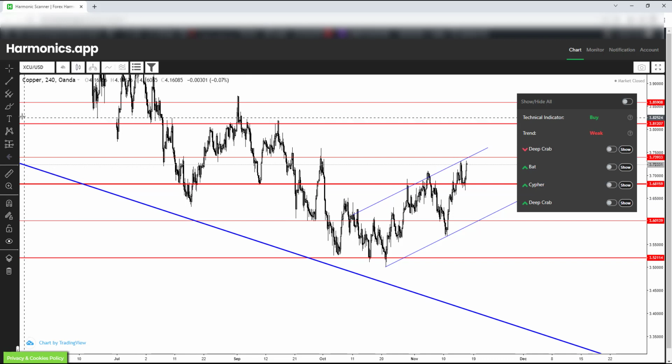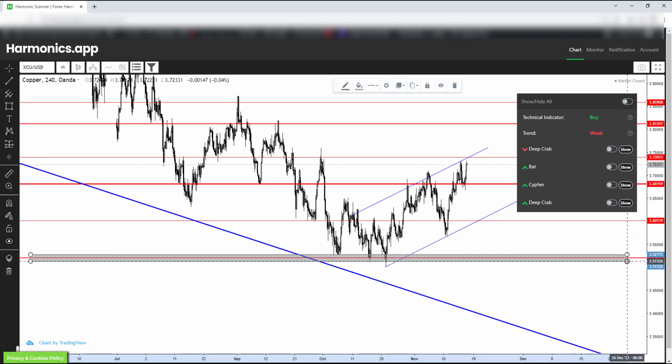Now let's put the supply and demand zones, going from this area here. Change the color.